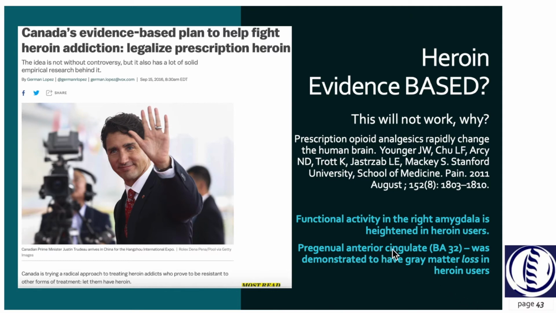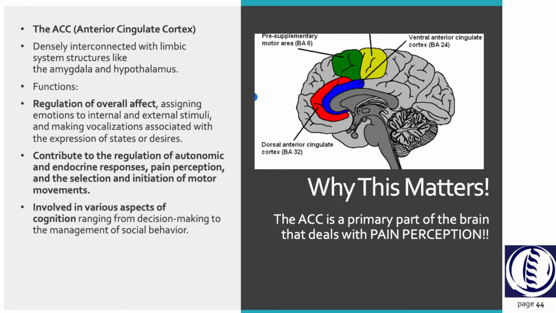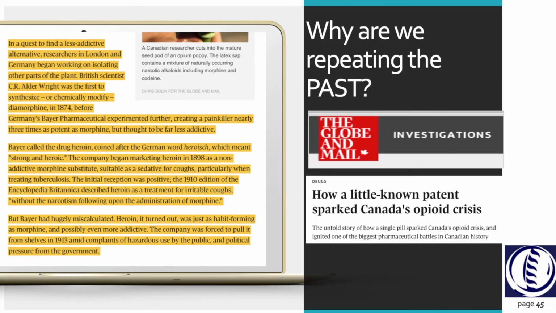In addition, it affects the anterior cingulate cortex. The ACC is responsible for regulation of overall effect, and it contributes to regulation of autonomic and endocrine responses and pain perception. And this action seems destined to fail, as we're repeating the past. In 1898, Bayer Pharmaceuticals released heroin under the idea that it was a less addictive option than morphine. By 1913, they were forced to pull heroin from the market due to its addictive nature. Now, 107 years later, it's on the market again, and we're repeating the past.